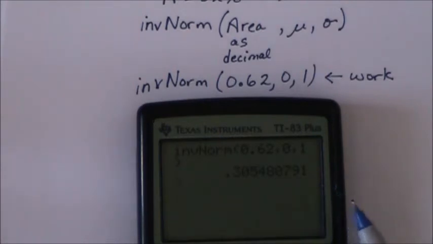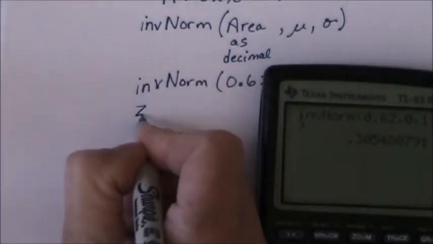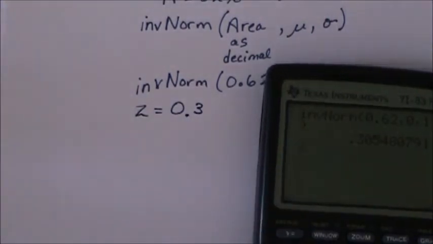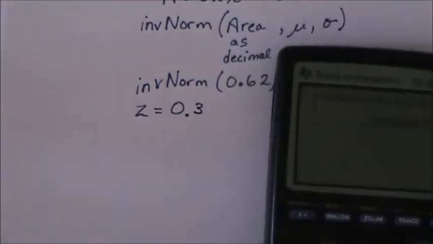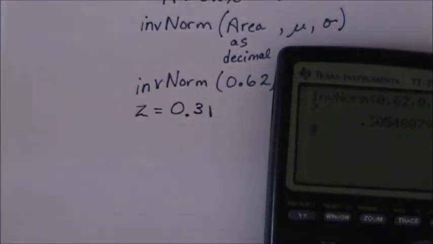When we look at z-scores, go to 2 decimal places. So as I go to write this, I am going to have z is equal to 0.3. That 0 there has a 5 after it, which tells me it's going to round up, and I get an answer of 0.31.